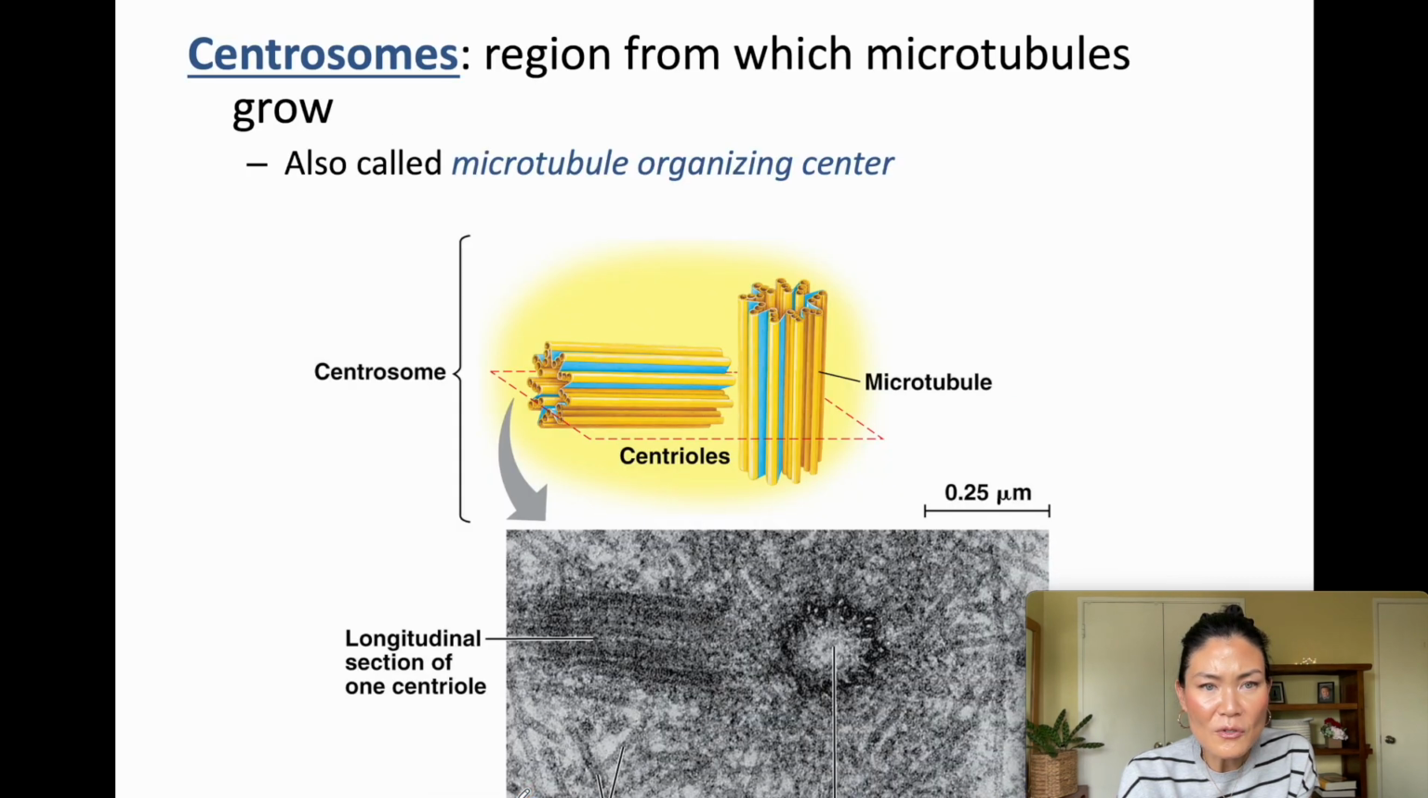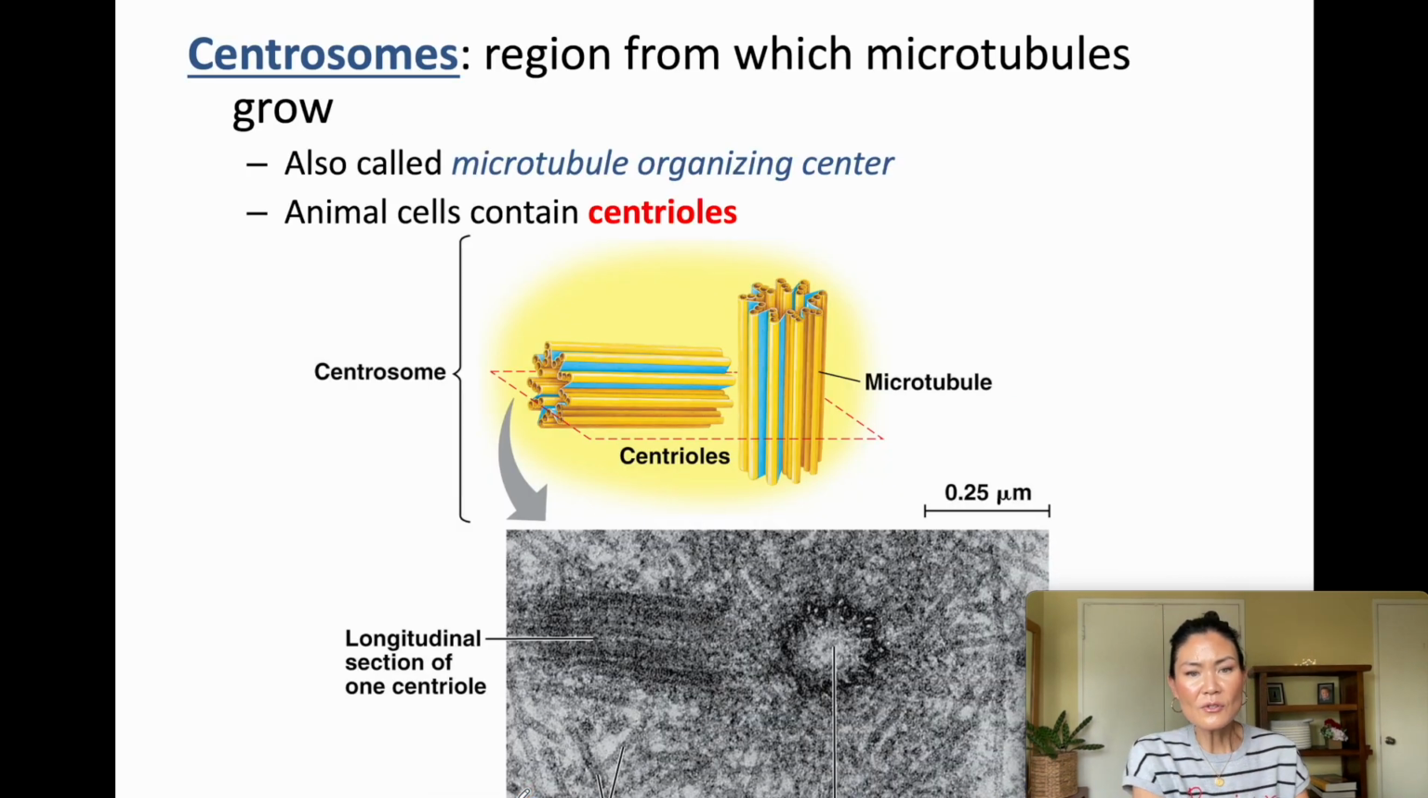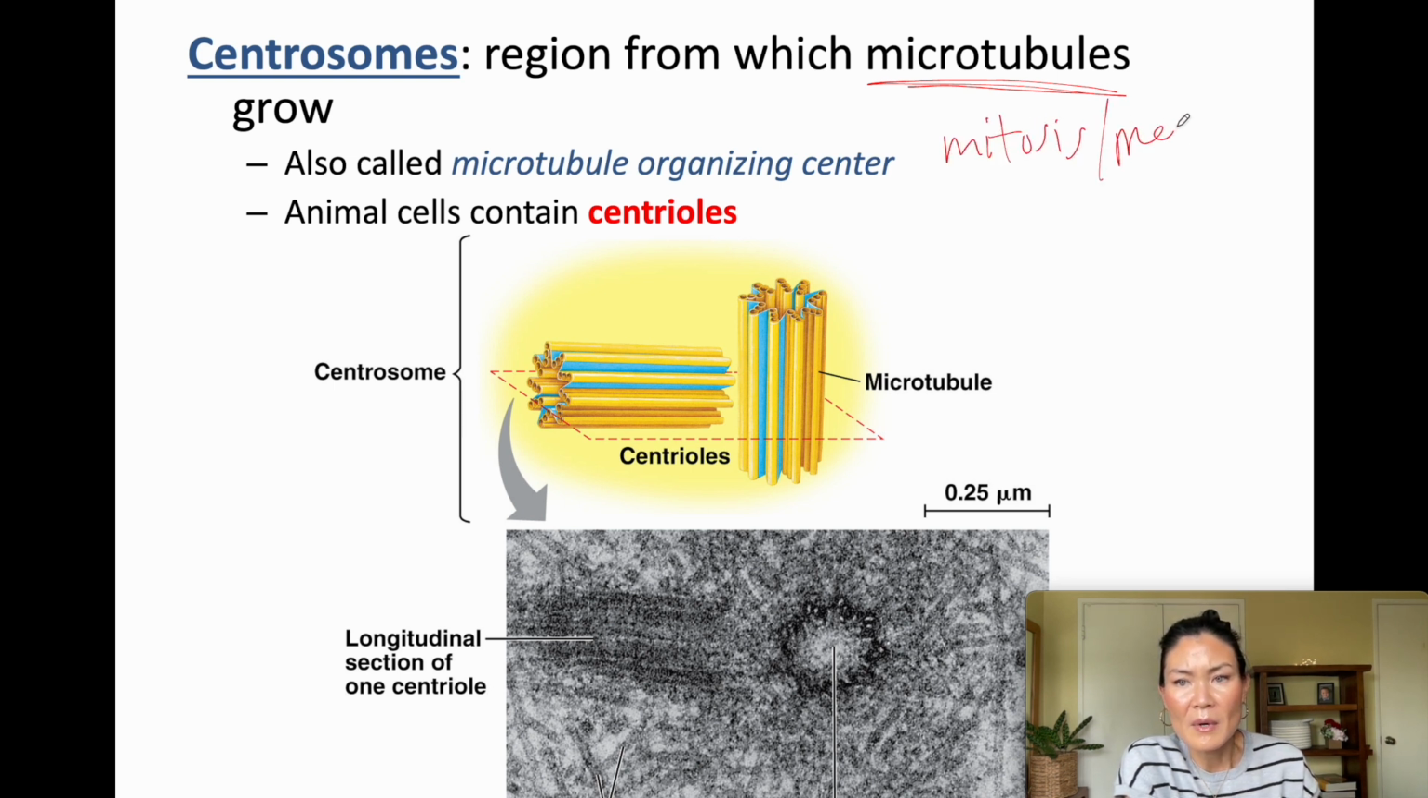Okay, so the centrosome is in animal cells, in which microtubules grow. Remember how I said microtubules are going to be really important for moving chromosomes during mitosis and meiosis? Where do those microtubules come from? They come from the centrosome. The centrosome has two centrioles, one, two.